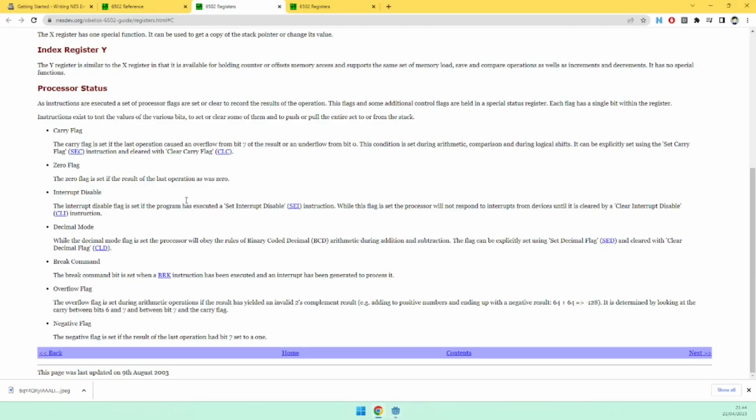So now let's see what the overflow flag is. The overflow flag is set during an arithmetic operation if the result has yielded an invalid 2's complement result. Example: adding two positive numbers and ending up with a negative result. Ah, I see. This is determined by looking at the carry between bits 6 and 7 and between bit 7 and the carry flag.